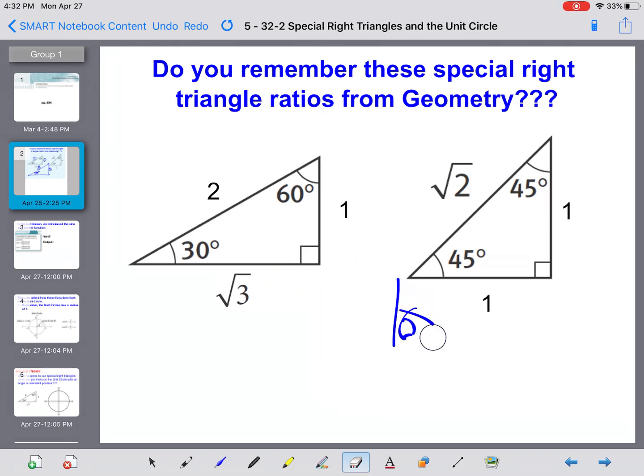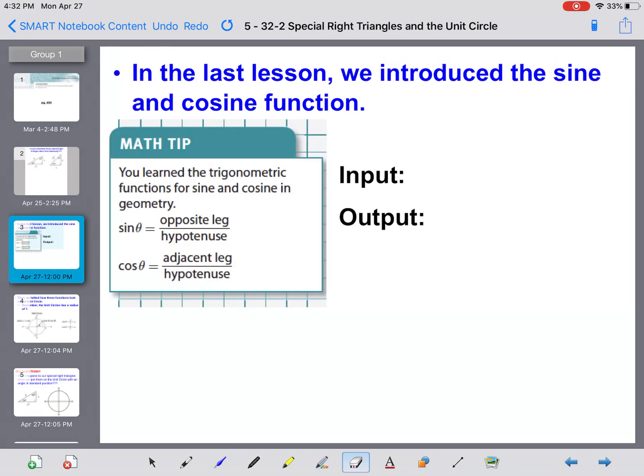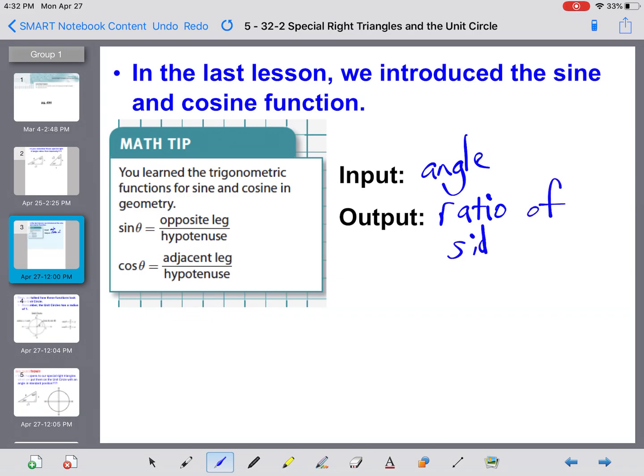So what we're looking at today is combining these special right triangles with a reminder of what we talked about last week, these sine and cosine functions. We are going to introduce the tangent functions today too, but we're going to start with the sine and cosine, remembering that the input of these guys is an angle. So these functions take an angle, and they spit out a ratio of sides of a triangle. All right. So that's what we talked about last week.